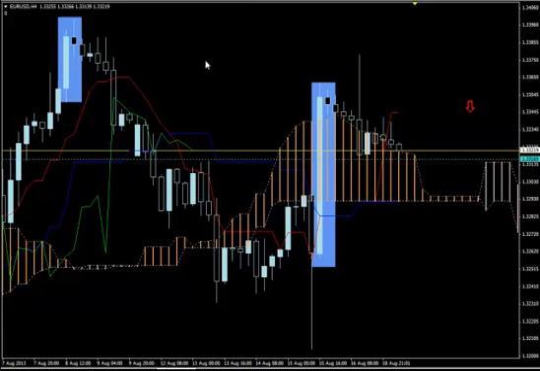Well, don't fix it if it's not broken. When it works, keep doing it till the end of time, okay? It works. That's why I'm giving you the Ichimoku signals.